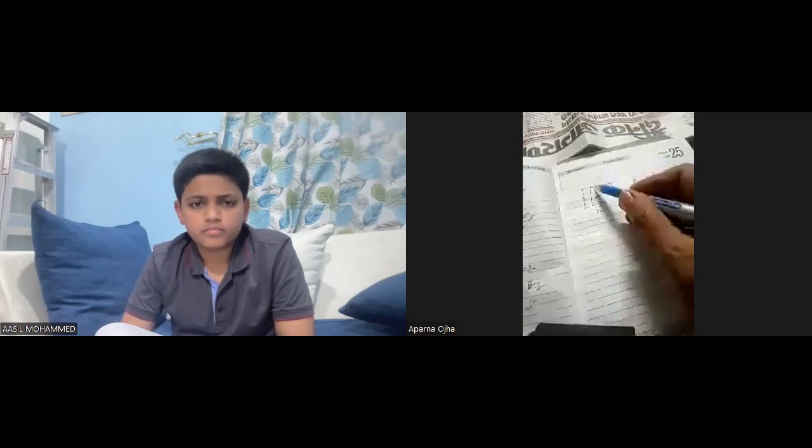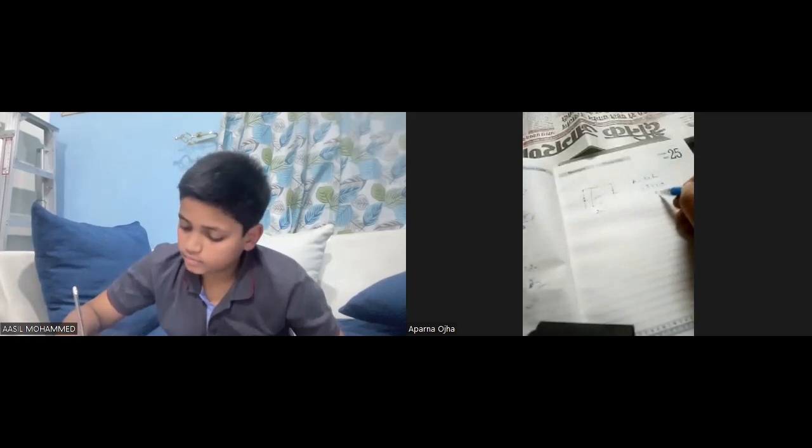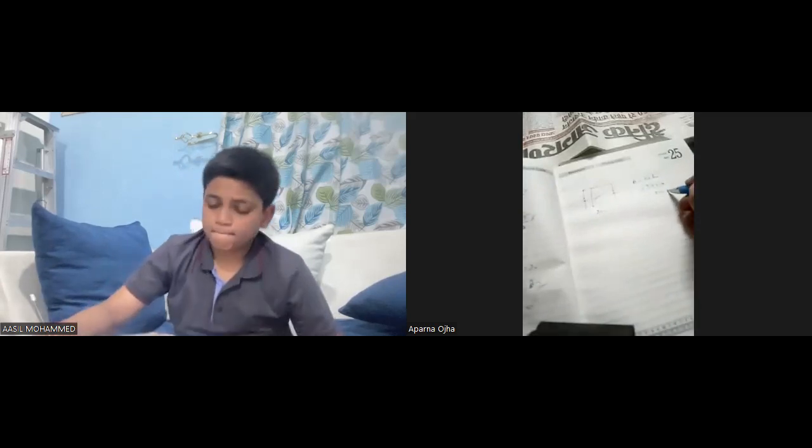You know what is the formula of the area of the parallelogram? Base into the corresponding height. Base means this one. Corresponding height means over which the height is there. So which base you have to take? 24. So can you find the area of this parallelogram? 24 into 10. That means 240 square centimeter.